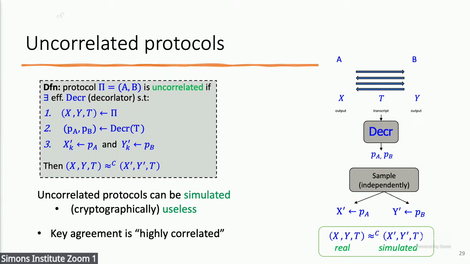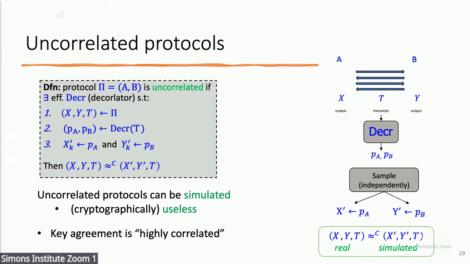But on the other hand, key agreement, according to this definition, is highly correlated. Why is it highly correlated? Because I claim there is no decorrelator for key agreement. What value should it output? X should equal Y, so you should output values such that X prime equals Y prime, because in the left-hand side distribution, X always equals Y. So you must output either all 0 or all 1; if you output something in between, the probability that they're the same is not 1. So the decorrelator has to output either two zeros or two ones.